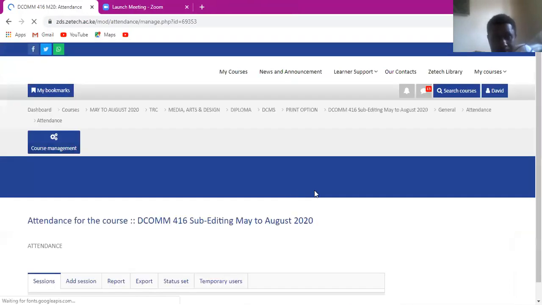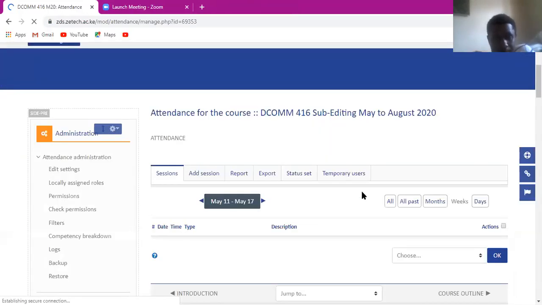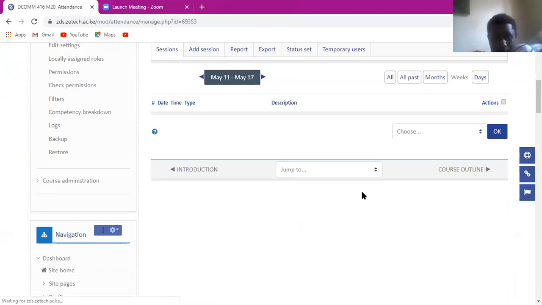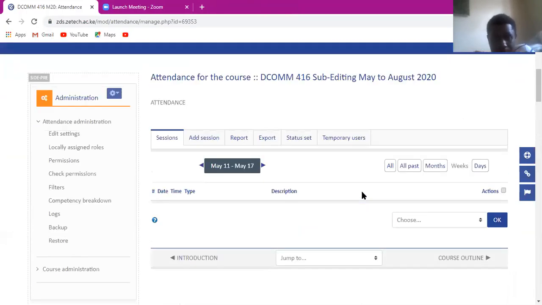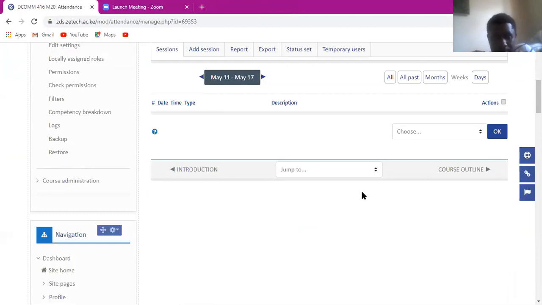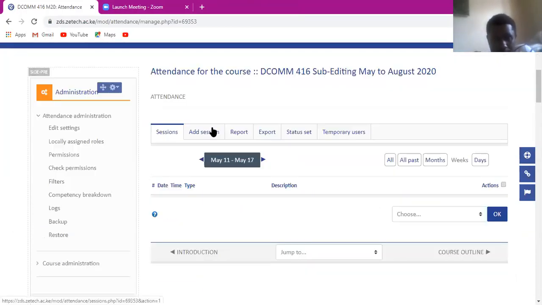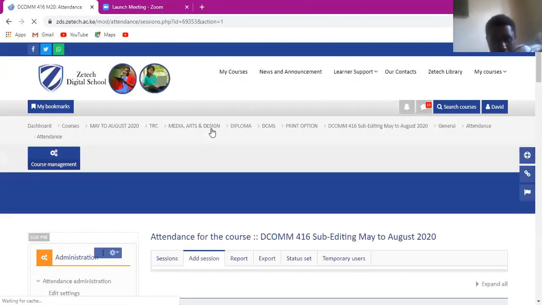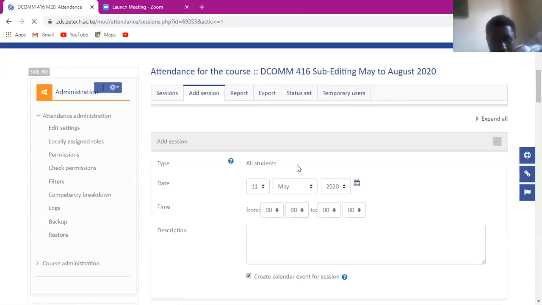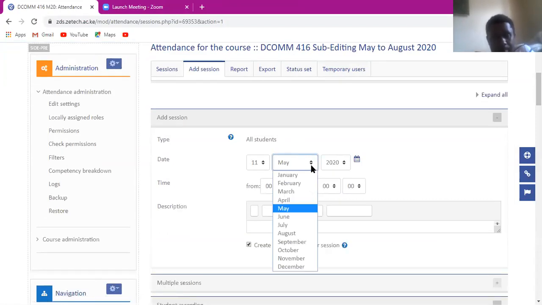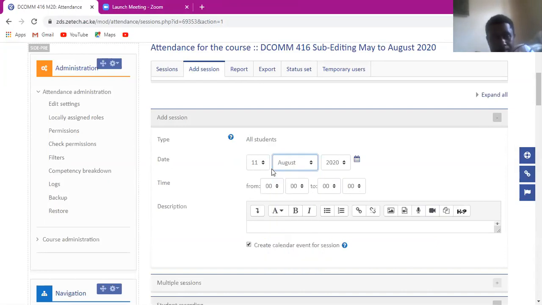So the next time we meet, nitakufungulia notes za week 2. This is sub-editing. I'll open notes on week 2 so that you download them and read them before the next time we meet.